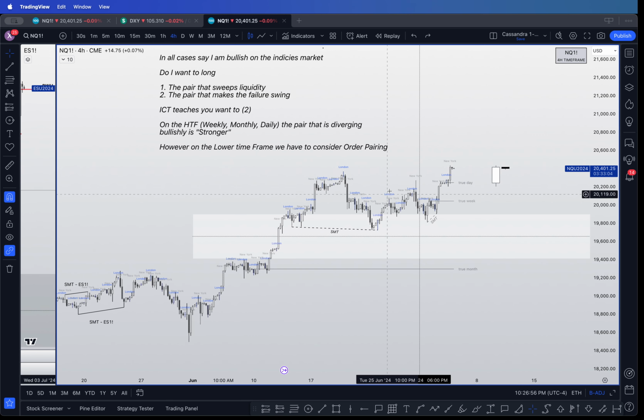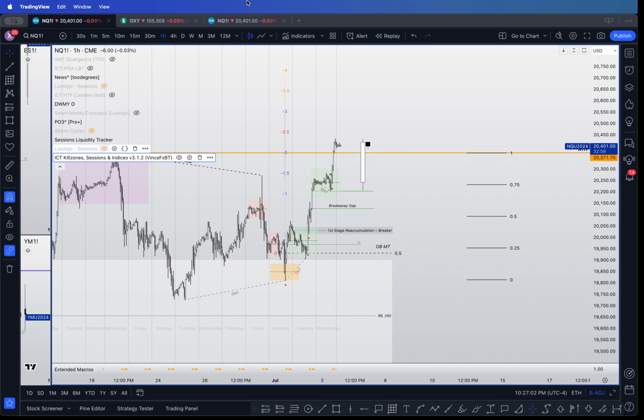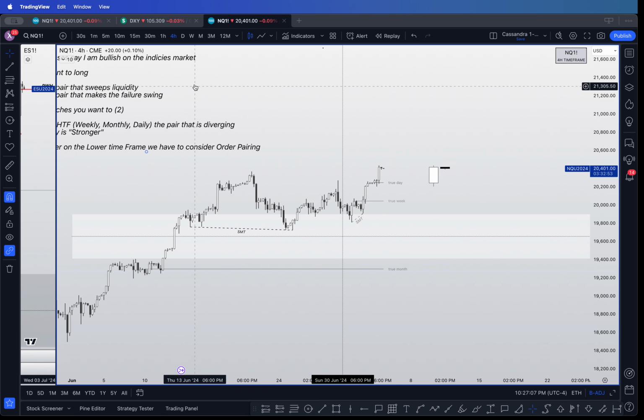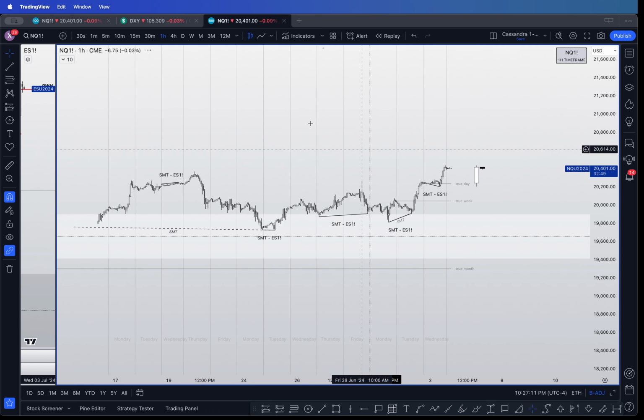I keep grabbing this sessions indicator. Sorry, guys. I'm not trying to grab that. Here we go. Oh, maybe it's not visible in here. That's why. There we go. Sorry about that. Okay. Sidetracked.